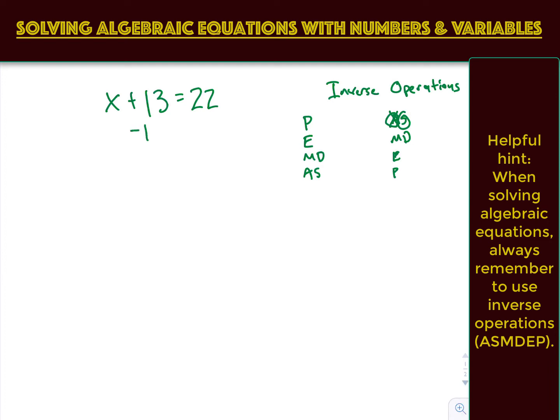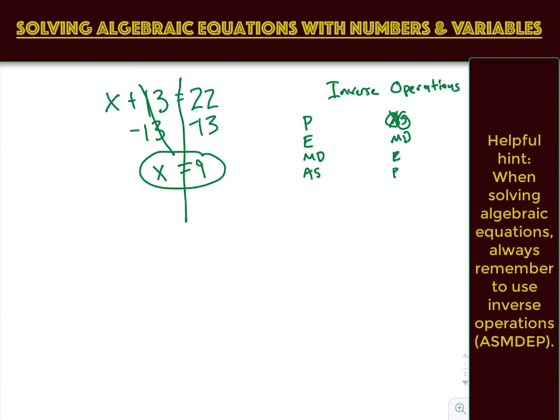I'm going to subtract 13 from this side. 13 minus 13 is 0, so I'm just left with x on the left side. And we know from using algebra tiles that whatever I do to one side of the equation in order to balance the equation, I need to do to the other. So 22 minus 13 is 9. I'm left with x equaling 9.